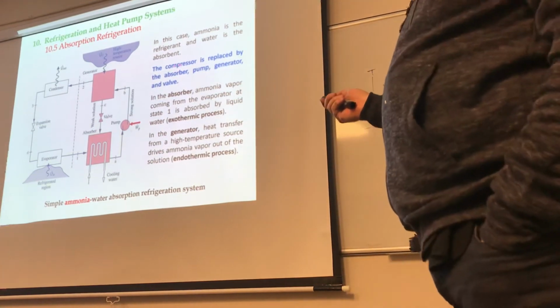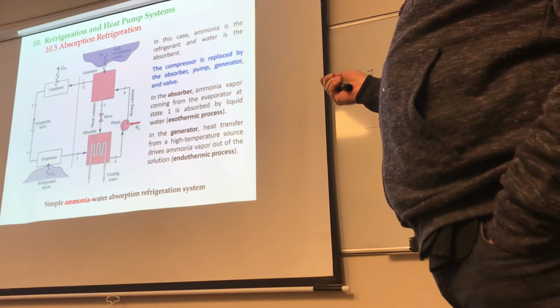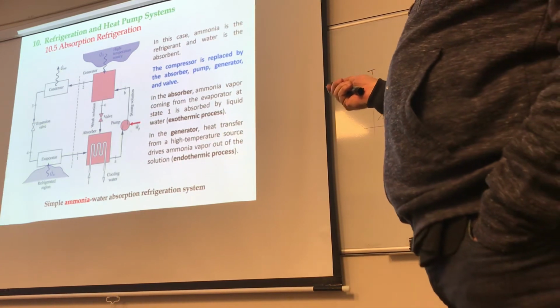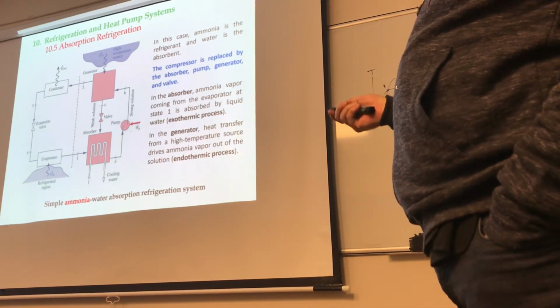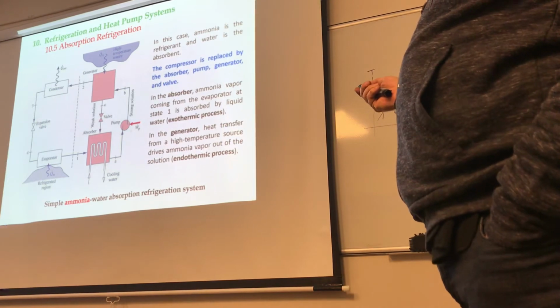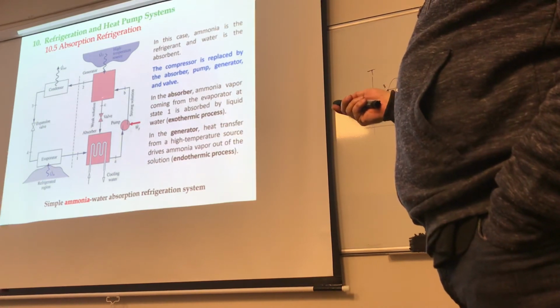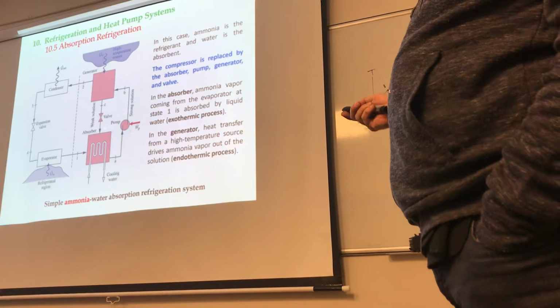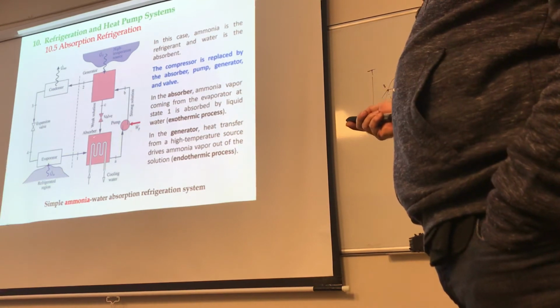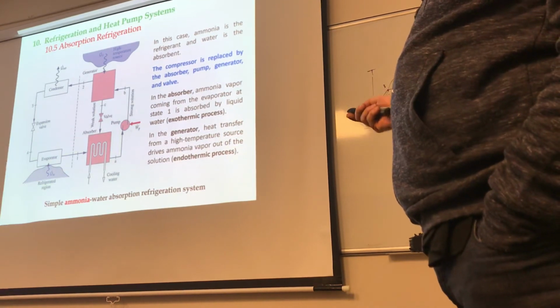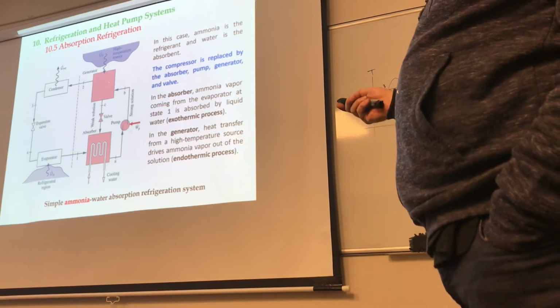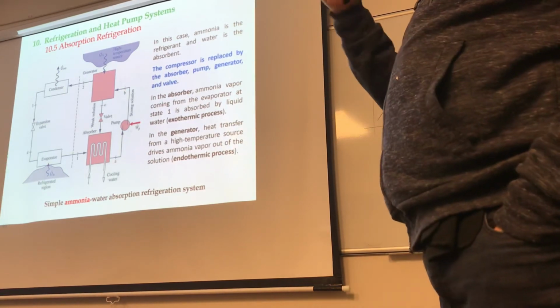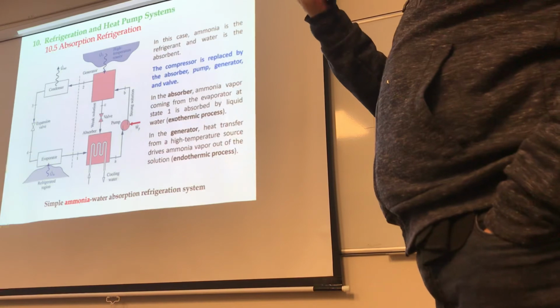So it says, for example, in this case, ammonia is the refrigerant and water is the absorbent. Let's say for this particular example, the compressor is replaced. The compressor that used to be here is replaced now by how many components? You have the absorber right here, the pump, the generator, and a valve. One component is replaced by four.